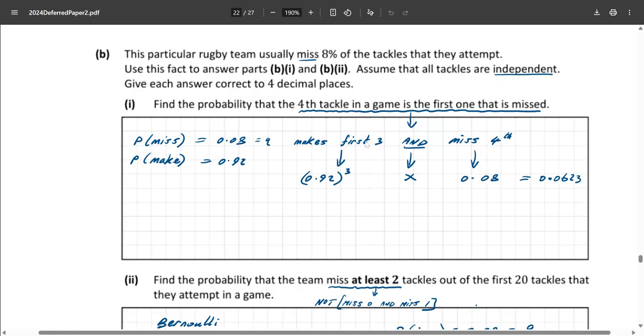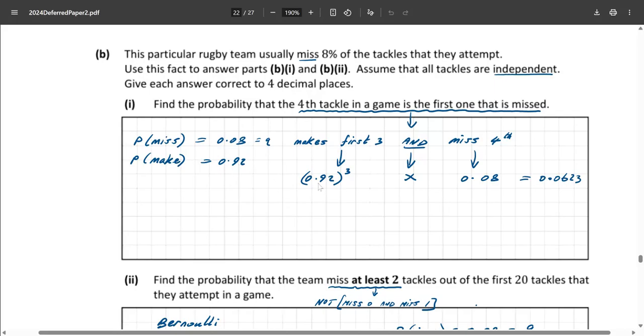So you make the first three and then you miss the fourth. And now it's more logical and more convertible to maths. If you again take the case of a miss, well, the probability is 0.08. We often call that Q in Bernoulli trials. The probability, therefore, of making a tackle is the opposite, which is 0.92. It's 1 minus the miss. Okay. So the probability of making the tackle is 0.92.